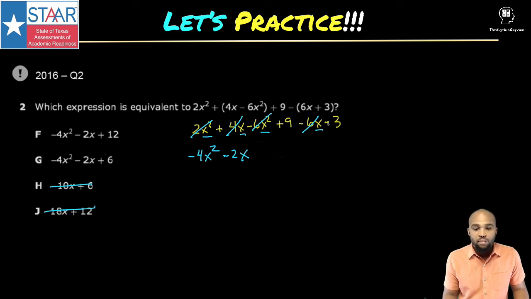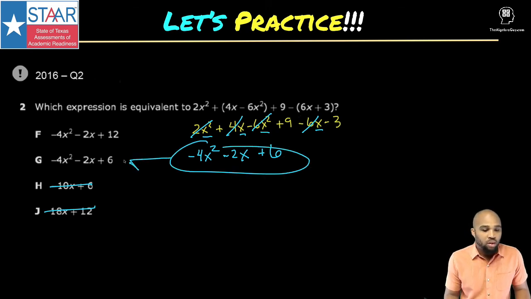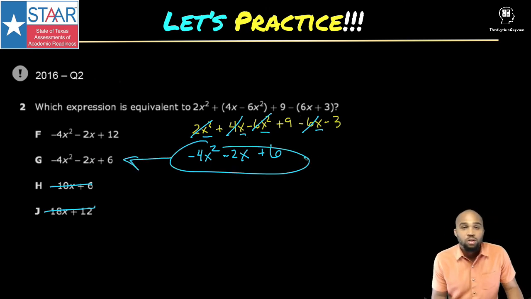And I have a 9 minus 3. 9 minus 3 gives me a 6. I almost forgot what that was. There we go, and there you go. Correct answer. Congrats to you if you got that right.